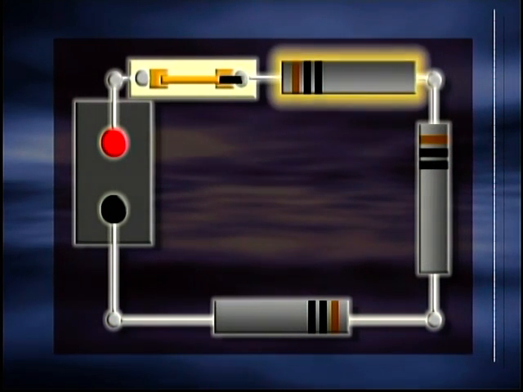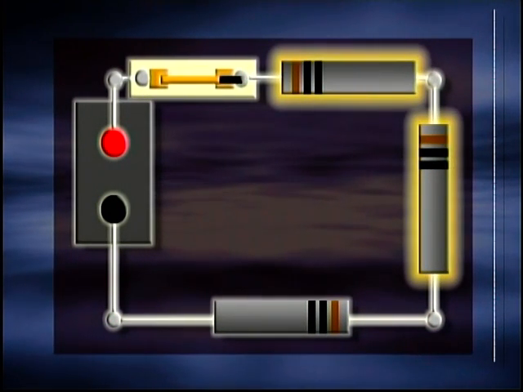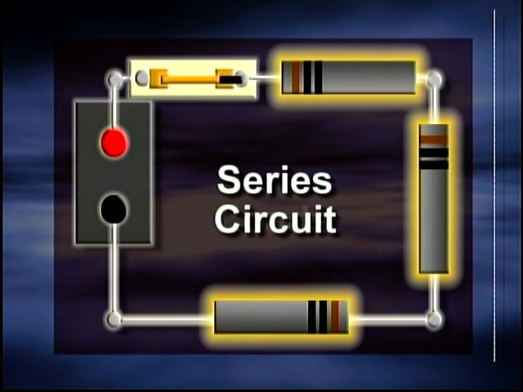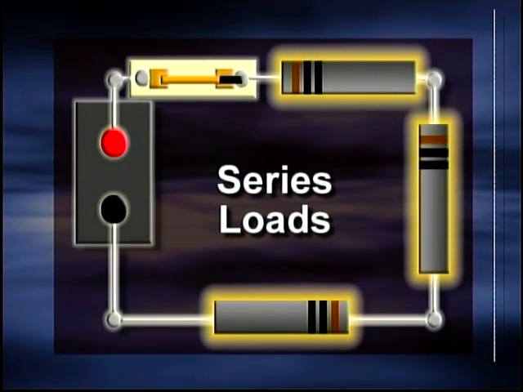Up to this point, we've taken a look at circuits that have a single load. In actual practice, you'll very often have a circuit that has multiple loads. It could be more than one lamp, or a combination of lamps and other devices called resistors. If the loads are connected in the circuit so that the same current flows through every part, it is a series circuit. The loads are known as series loads.